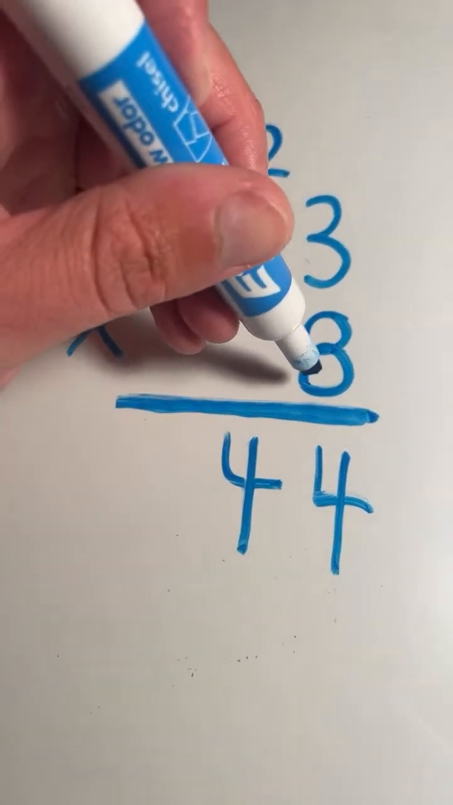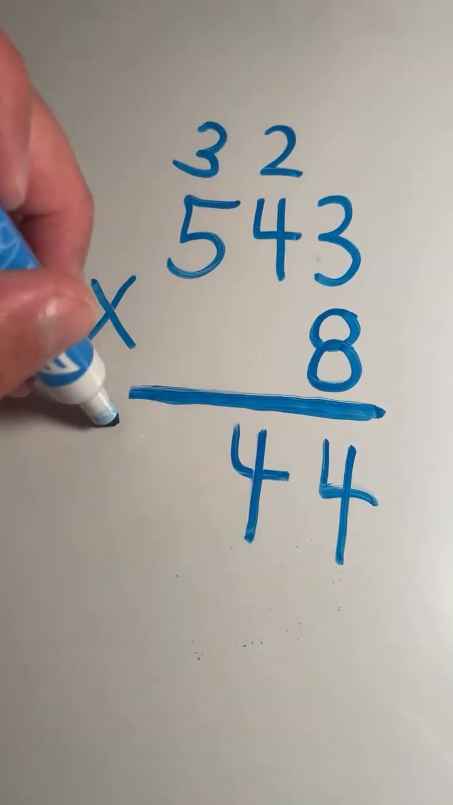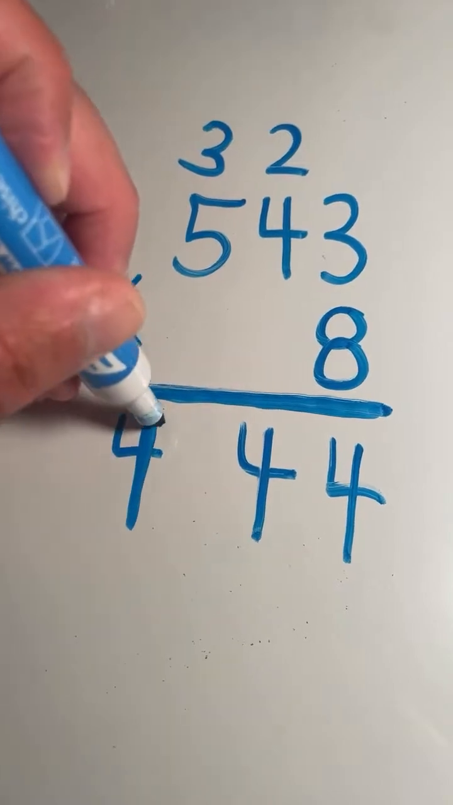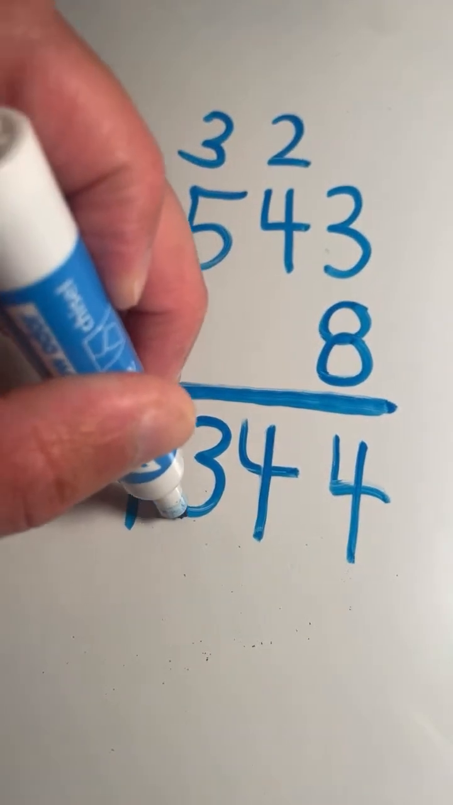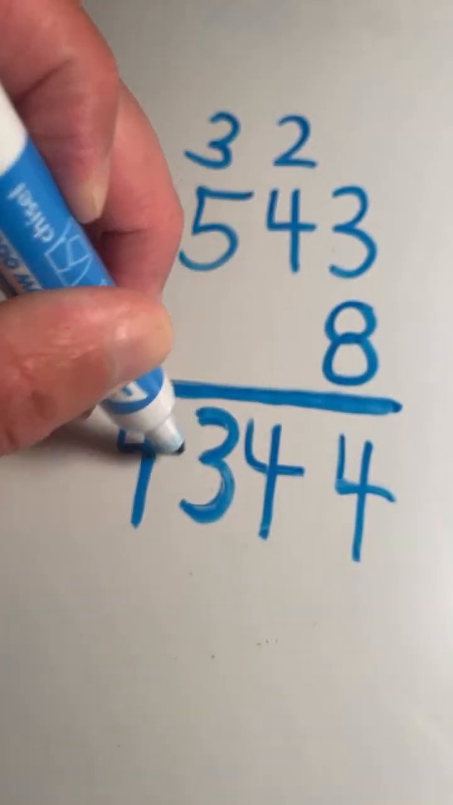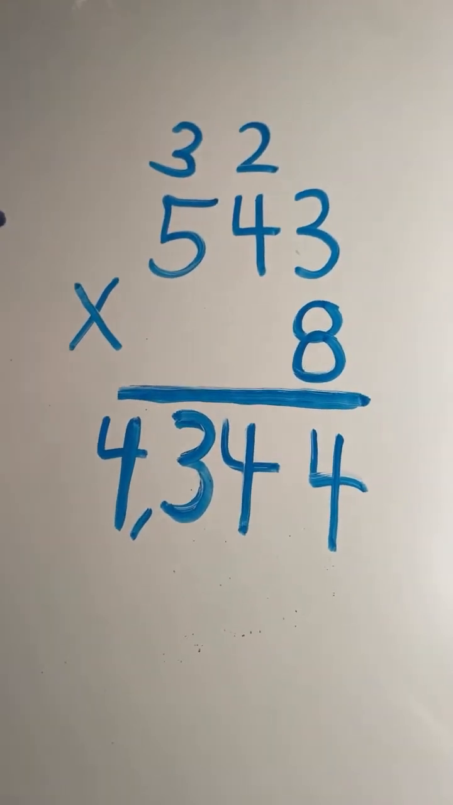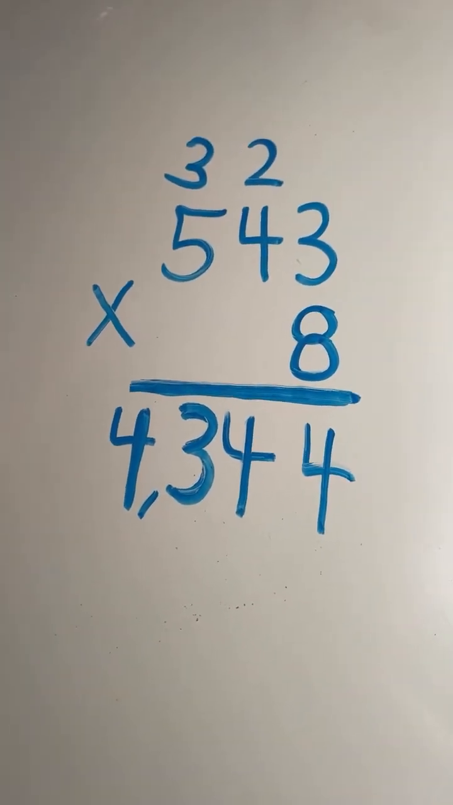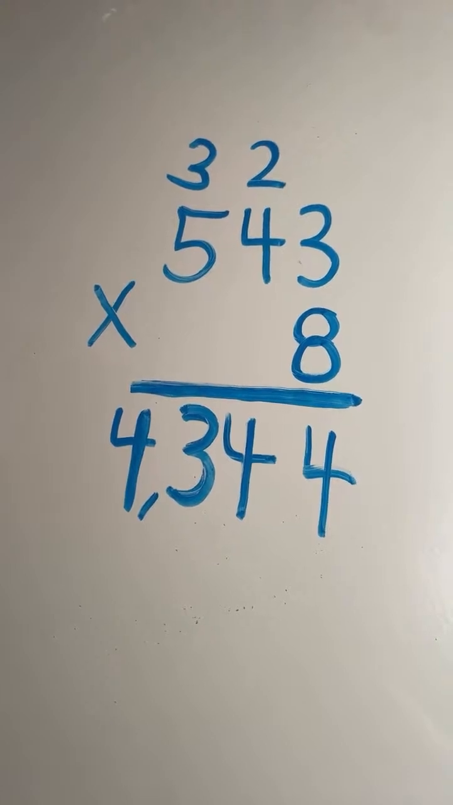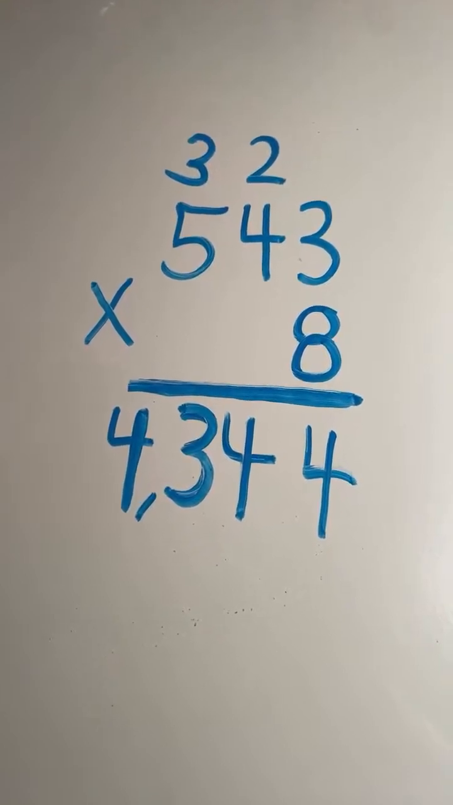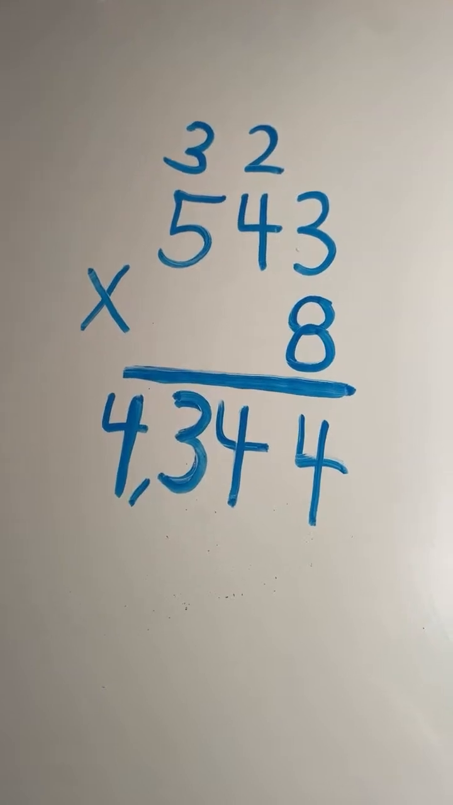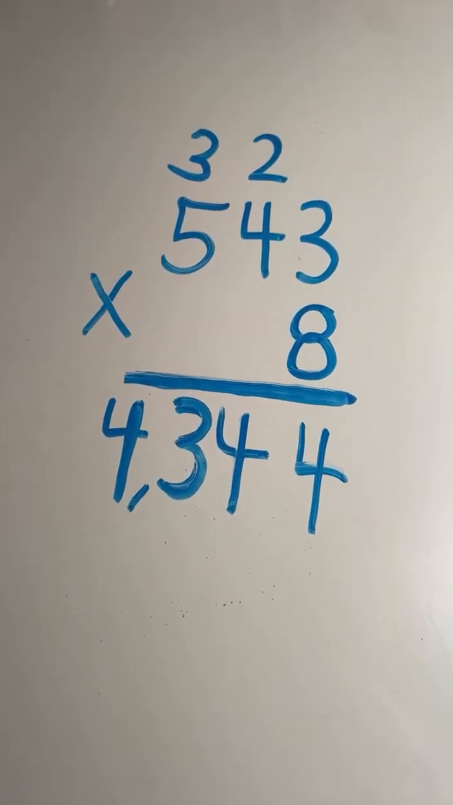5 times 8 equals 40, plus 3 equals 43. And we have our final answer, 543 times 8 equals 4,344. All right, next example.